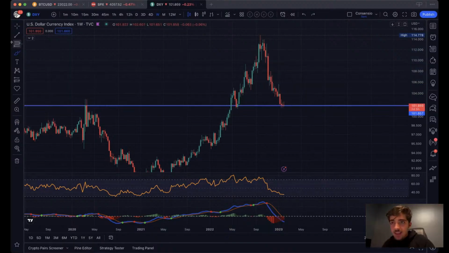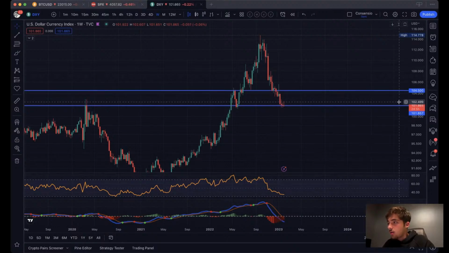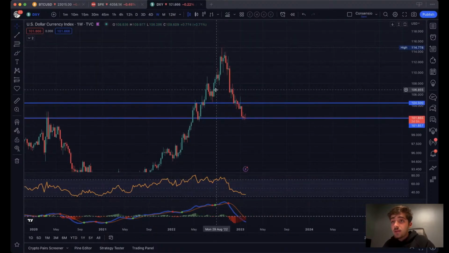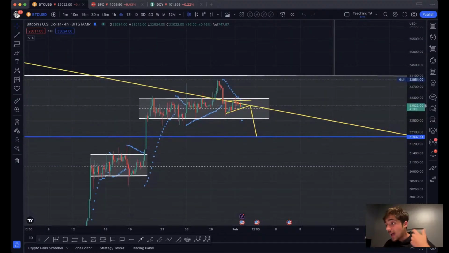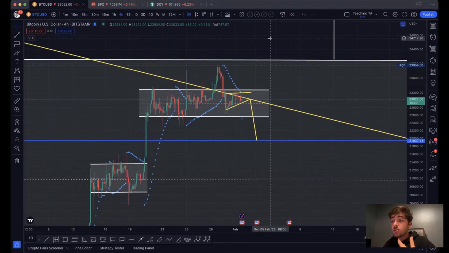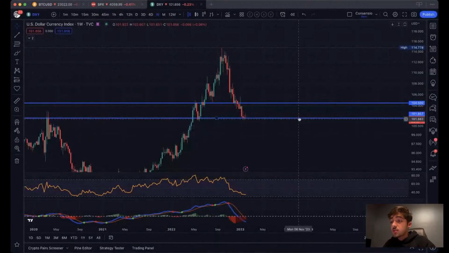And if that is the case, then we could be on track to retest back to this support over here. So at $104, 104.5. And if that happens, that would cause a mini retest to the downside on Bitcoin, because as the DXY increases, Bitcoin tends to have a fall. So this is pretty important.